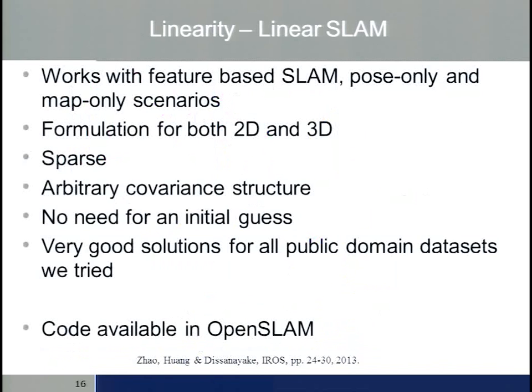So it works with feature-based SLAM, pose-only SLAM, and map-only scenarios. The formulation extends to both 2D and 3D. You maintain sparsity. You can deal with arbitrary covariance structure. There's no real issues there. There's no need for an initial guess because it's a linear least squares problem. And we get very good solutions for all public domain data sets. So we released the code in OpenSLAM.